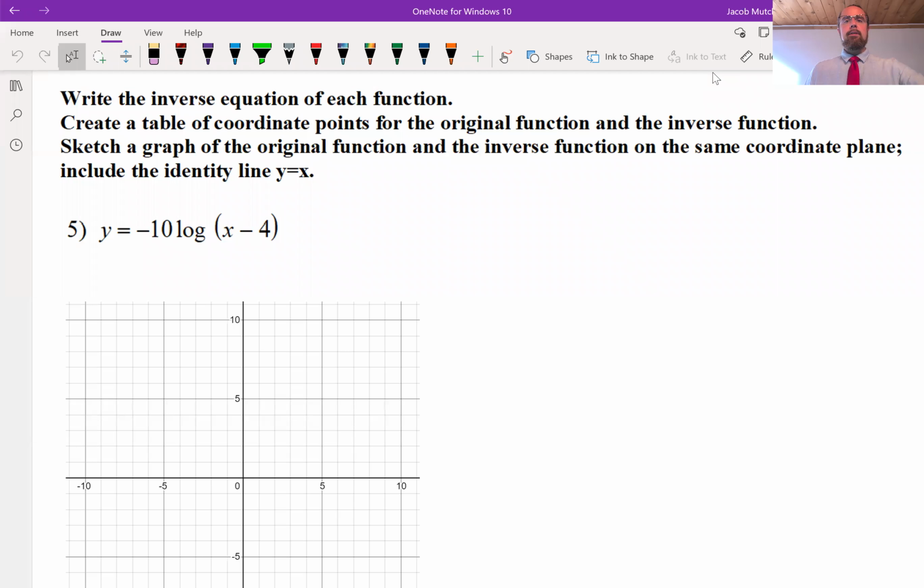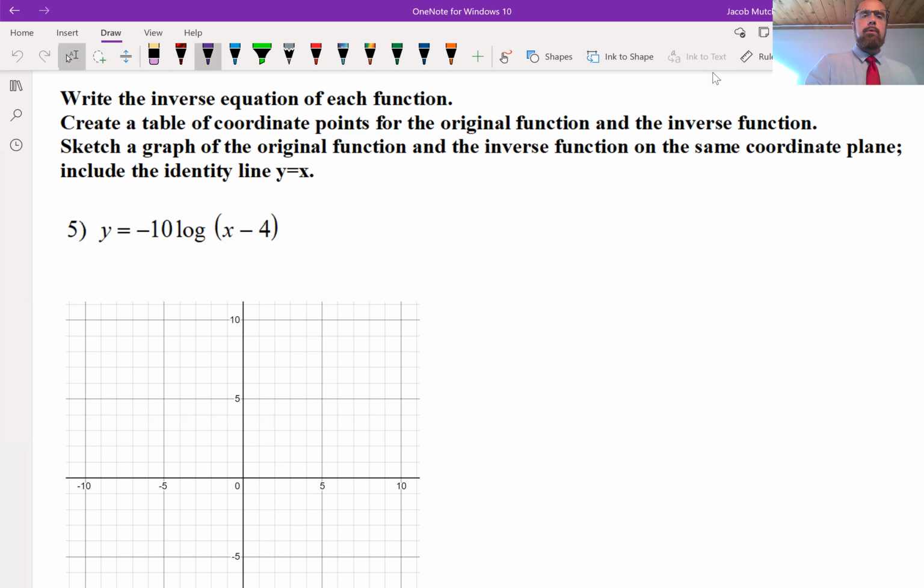Welcome to Pre-Calculus. Today we will investigate writing inverses of logarithmic functions. We'll take a look at two examples. Our first function is y equals -10 times log of x minus 4.